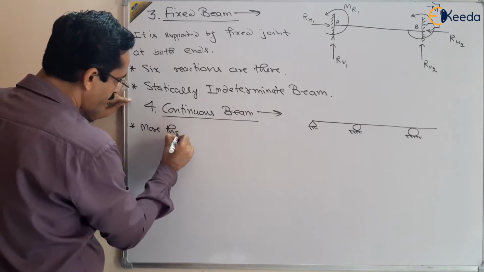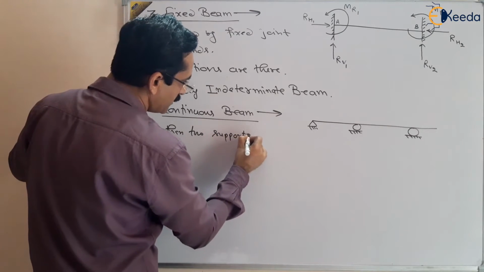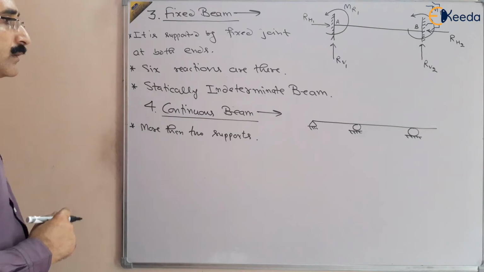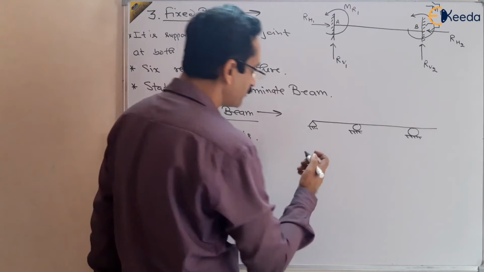So there are more than two supports, so this is called a continuous beam, right? Now how many reactions will be developed in this beam and how many unknowns do we have to solve?